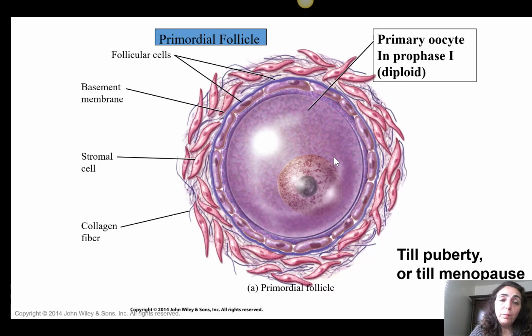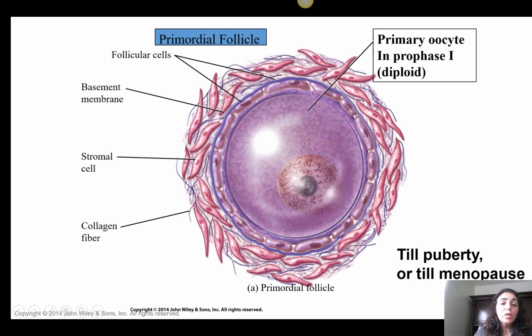Now here are better pictures of the follicles. Here you see the primordial follicles. Those are the ones that you had in the ovary during the whole fetal period and the whole childhood until puberty. You see that you have an oocyte that is a primary oocyte in prophase 1, that is diploid, right? You have one single layer of cells around it, follicular cells. Therefore, you can say that this is a primordial follicle.